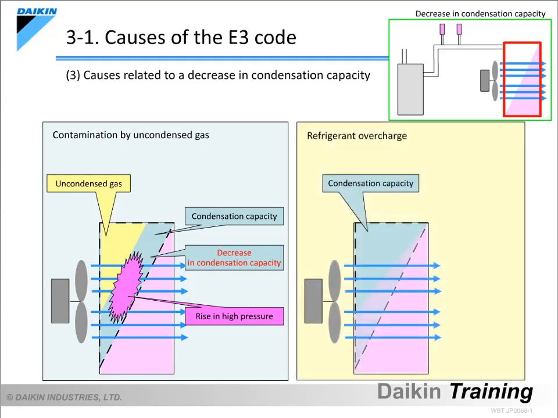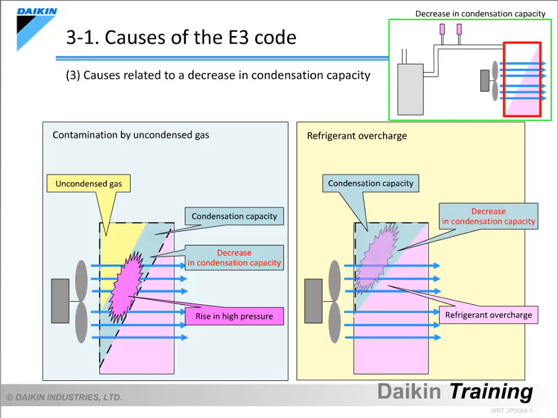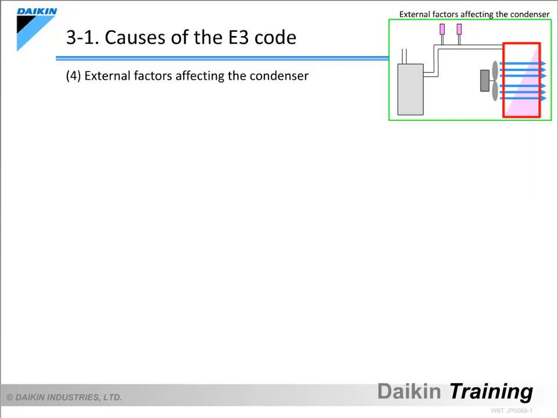The amount of refrigerant in an air conditioner is predetermined according to the size and length of the refrigerant piping between the indoor and outdoor units. If refrigerant is overcharged, it accumulates in the condenser. Again, in this case, the condensation capacity in the condenser decreases, causing a rise in the high pressure and resulting in the E3 code. Let's now look at the external factors affecting the condenser.